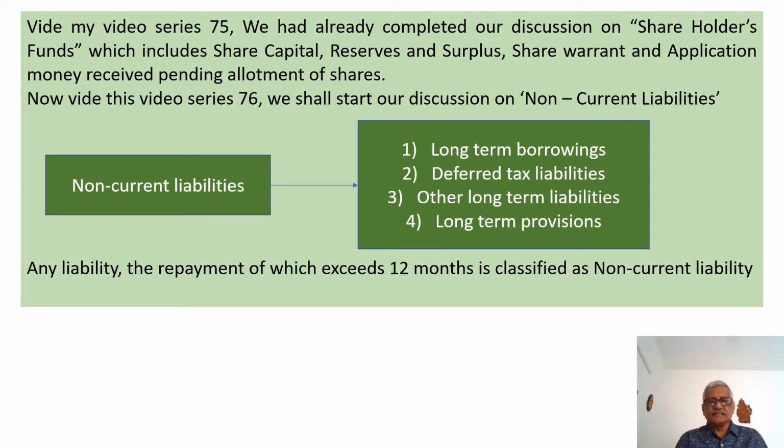In my video series 75, we had already completed our discussion on shareholders' funds, which includes share capital, reserves and surplus, share warrant, and application money received pending allotment of shares. Now, in this video series 76, let us start our discussion on non-current liabilities.